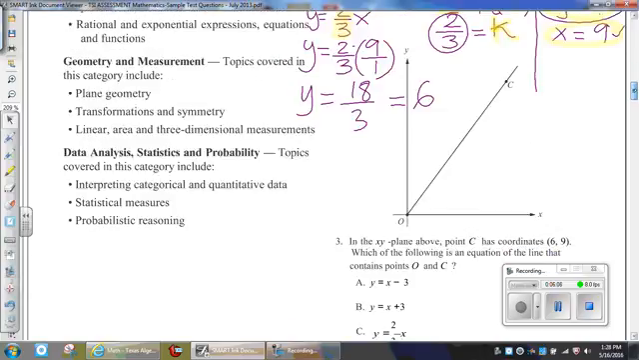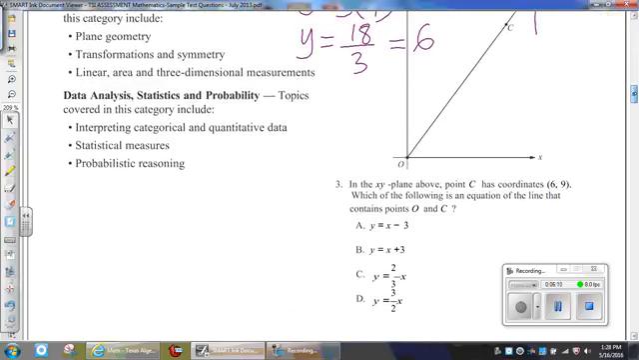For the next one, we're going to need that graph. In the xy plane above, point C has coordinates 6, 9. This point right here. Which of the following is an equation of the line that contains points O and C? Point O right here is at the intersection of the xy axes, so it is at the origin, and the coordinates are 0, 0. Now this is one of the formulas that you must know for this test: how to find slope and how to find the equation of a linear function.